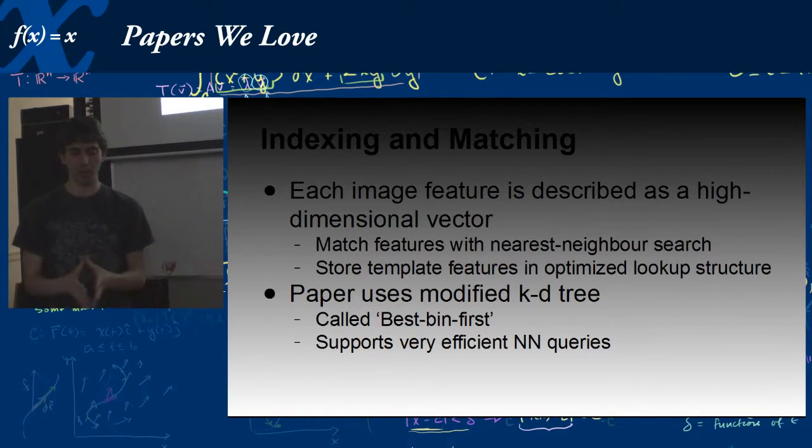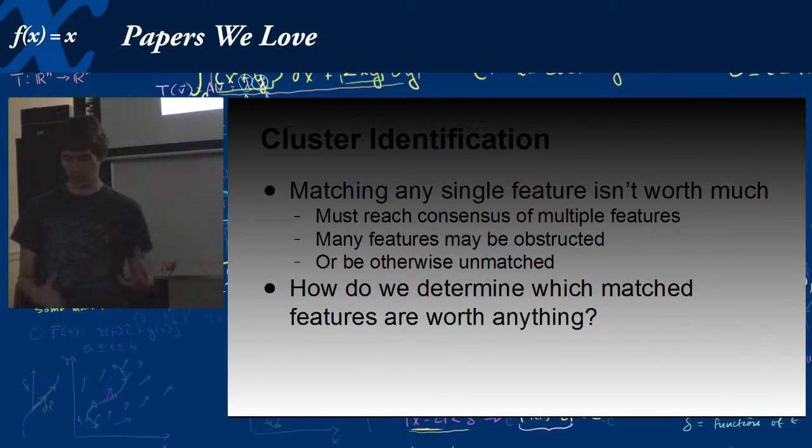And then the second part of that is just kind of trying to figure out if we can find an object in the image. So as I was alluding to, if you match one feature to another, it's not necessarily going to give you a good idea that that is exactly what you're looking at. You usually need a lot of consensus over multiple features before you can make a good decision on this.